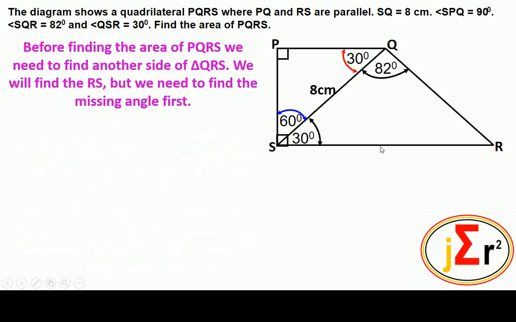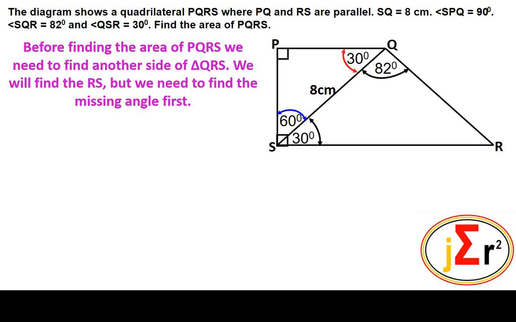Before finding the area of PQRS, we need to find another side of triangle QRS. We will find the side RS, but we need to find the missing angle first. Our intention is to find RS in this presentation. That's the objective of this presentation, to find RS, which will lead us to be able to find the area of the entire figure. We are about to find RS, but before we can attempt to do that, we need to find the size of the angle that we have missing right there.